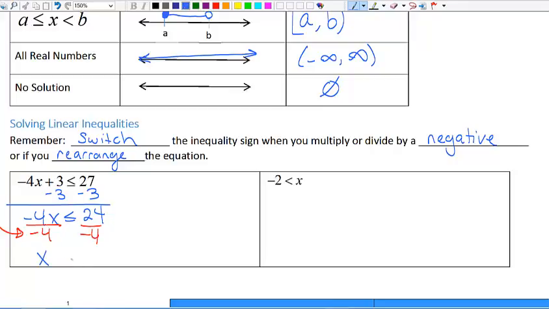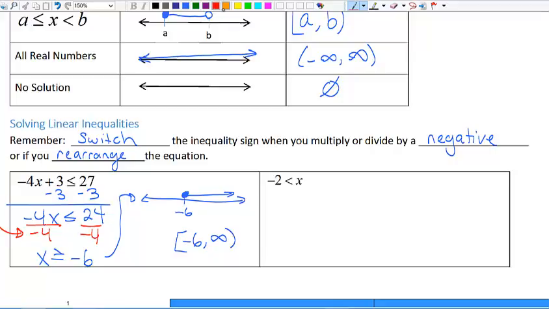So this leaves me with x and negative 6, and instead of a less than symbol, I get a greater than symbol. And that would be an example of when we switch the sign. Just to go ahead and finish this off, if I were to graph this, I'd have a closed circle here. X is greater than or equal to negative 6, so it has to go to the right. And my interval notation would be bracket negative 6 to infinity.